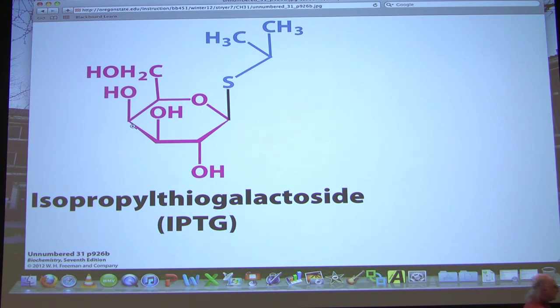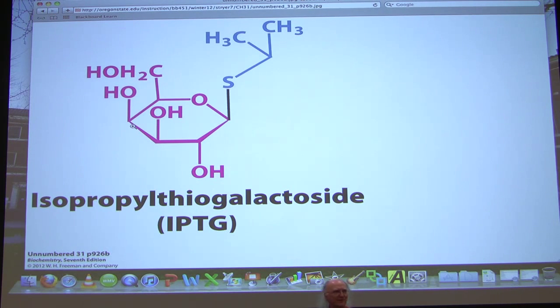Last, I need to tell you about this guy here. Okay. So let's say I'm a researcher, and I want to study the way in which the Lac Operon works, and I've got a bit of a problem. I give cells lactose. What's going to happen? Well, the lactose is going to bind to the repressor.